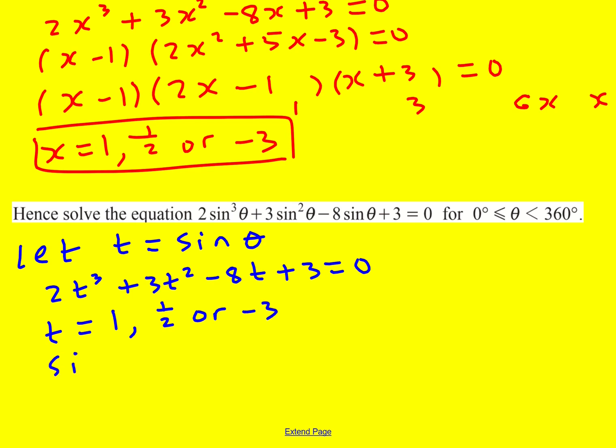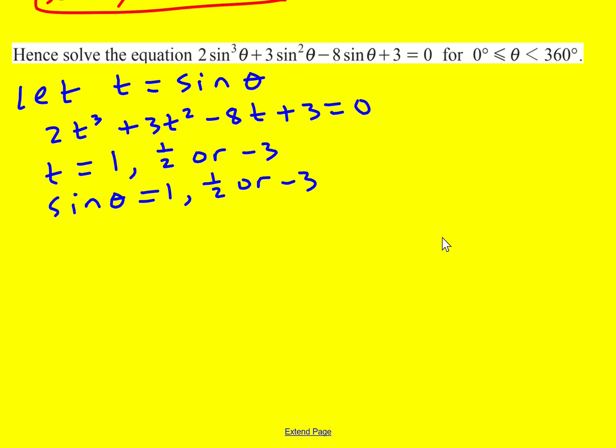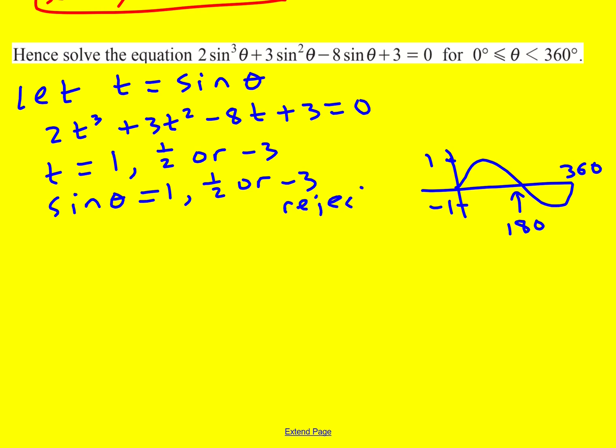So that means that sine theta equals 1, a half, or minus 3. Right, but for sine theta, we know that sine theta actually varies between 1 and minus 1. So I'm doing it between 0 and 360. So here's some key angles. But it goes between minus 1 and 1. This is the range of values. And so I can reject the minus 3. It's not possible for me to get minus 3. Let's deal with it one at a time.